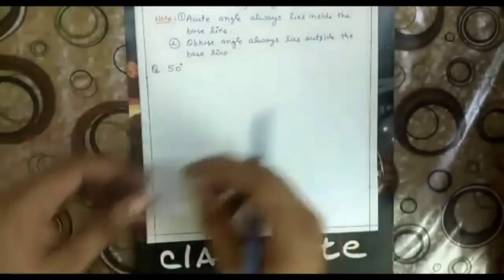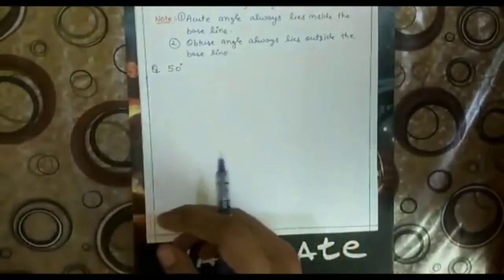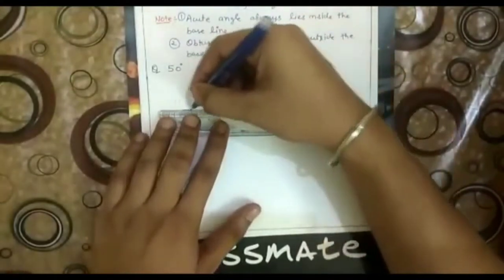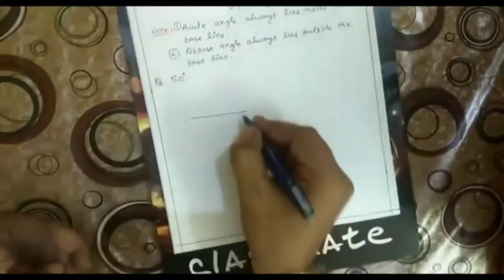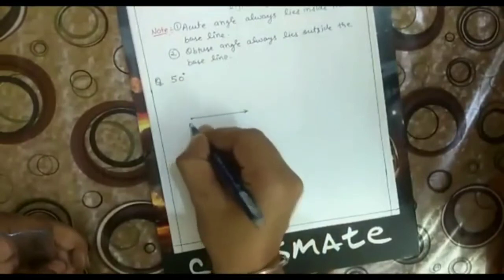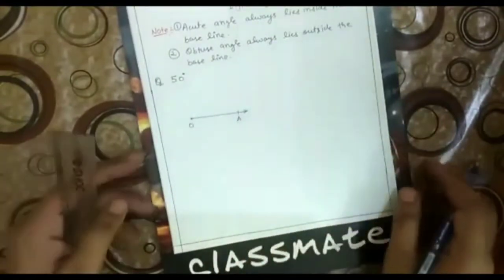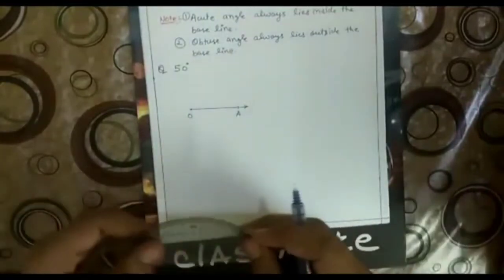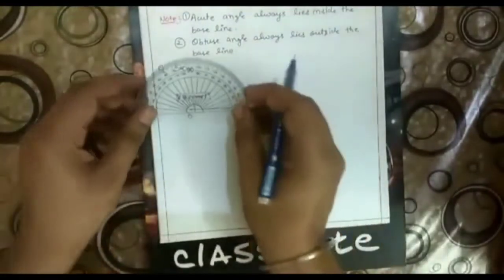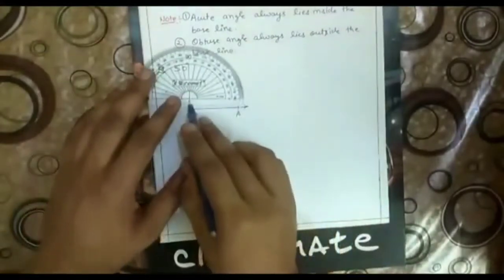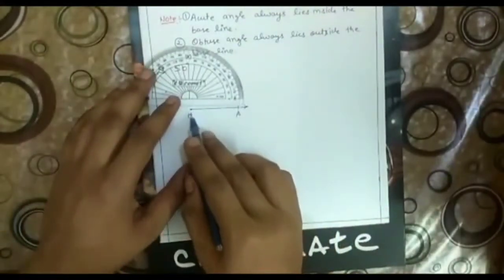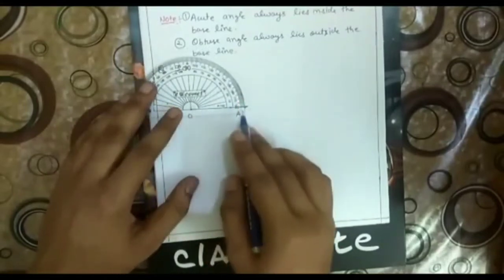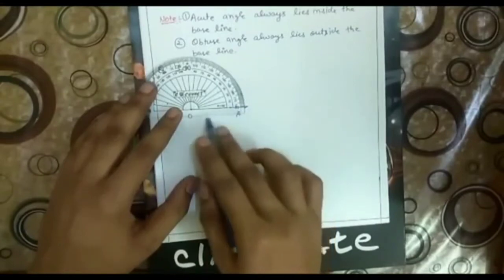So first of all you will draw a baseline or base ray. This is our base ray. You can name it as OA. OA is our base ray. Now place your protractor like this. Midpoint of the baseline of protractor should coincide with point O like this and overlap the ray OA like this.